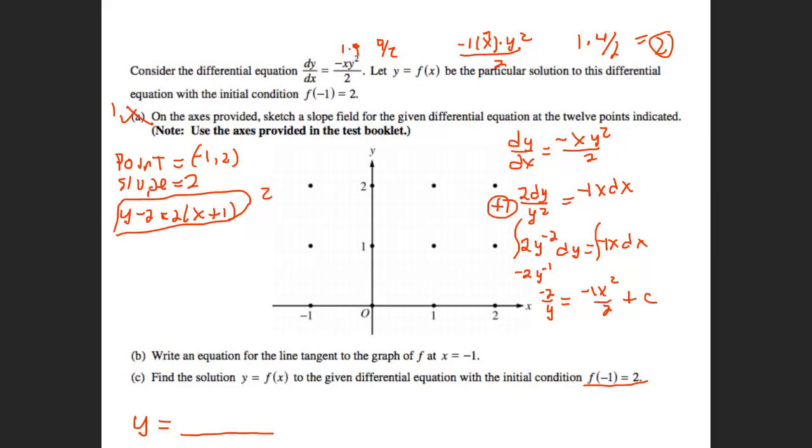All right, so I've gotten to the point where I've taken the integral of both sides. Now I have to find the c value. How do I find the c value? Well, they gave me a point. They told me that when x equals -1, y is equal to 2. So I'm going to plug that in there. So I'm going to put 2 in here. So that gives me -2 over 2 is equal to -1 and then -1 squared. Well, -1 squared is 1, so I still have -1/2 here plus c.